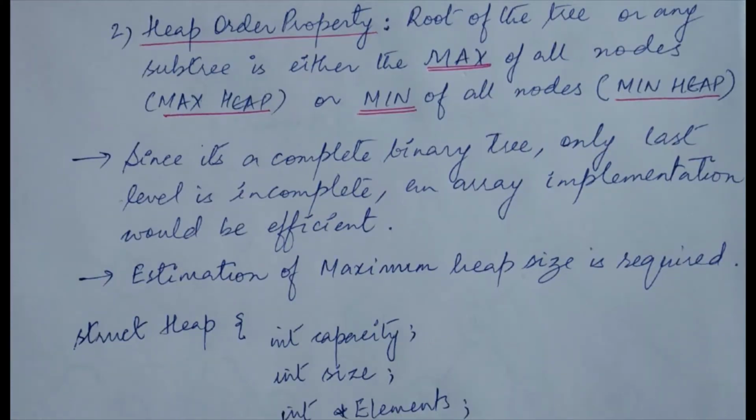Since it's a complete binary tree except for the last level, we can use an array implementation because it will be efficient. We are filling level by level, only the last level will be partially filled, and there will be no empty spaces in between, so it will be efficiently used. So we can have an array, and you don't need to have a static array, you can have a dynamically allocated block of pointers which you will use as an array.